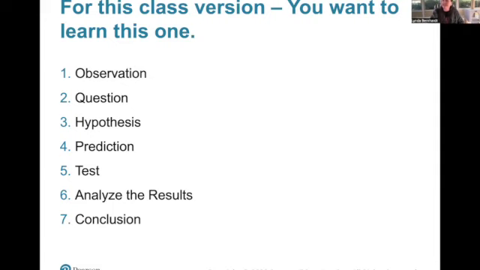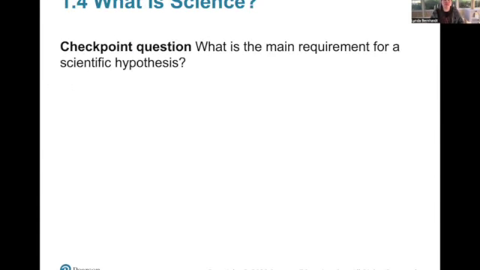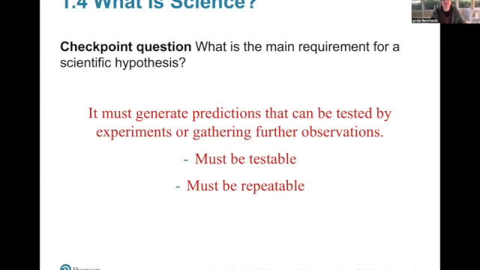So not only does the scientific method help you with things like the light bulb is out, I wonder why, it helps you with every possible interaction. You just don't realize it because you're not putting names to it. So science, what is the main requirement for a scientific hypothesis? You have to be able to test it. You have to be able to repeat it. For a hypothesis, you have to be able to find out if it's true.